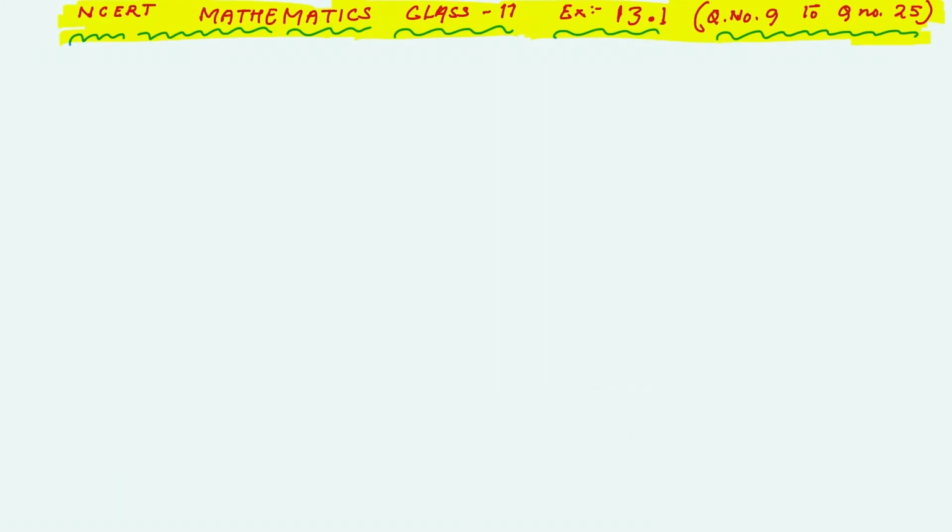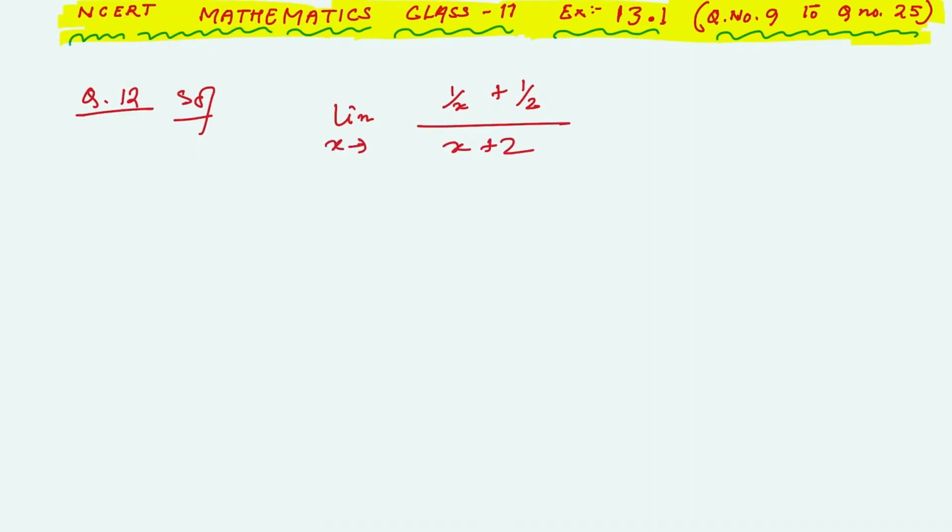Okay, so our question number 12 is the limit of 1 by x plus 1 by 2 by x plus 2 when x tends to minus 2. If you put minus 2 here, the denominator becomes 0. When the denominator becomes 0, we cannot put the limit directly here, so we need to simplify this.